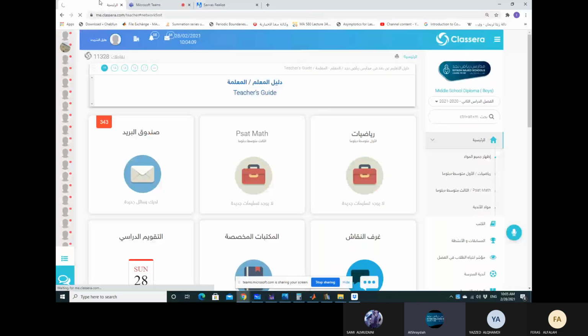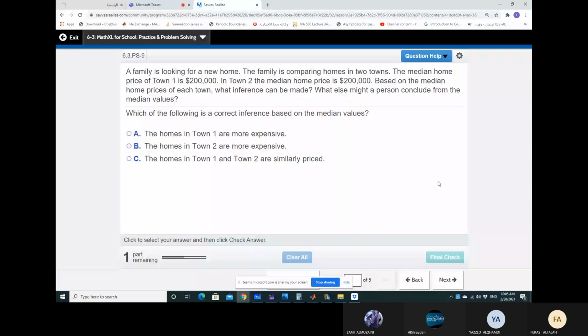Now, let's continue. We can read this question. A family is looking for a new home. The family is comparing homes in two towns. The median home price of town one is $200,000. In town two, the median home price is $200,000. Based on the median home prices of each town, what inference can be made? What else might a person conclude from the median values? So here we have the first part of the question. Which of the following is a correct inference based on the median values?